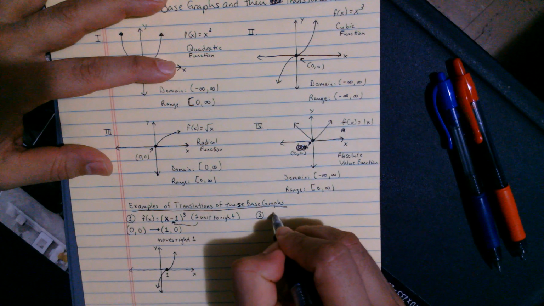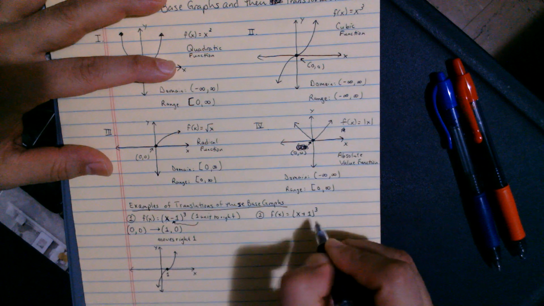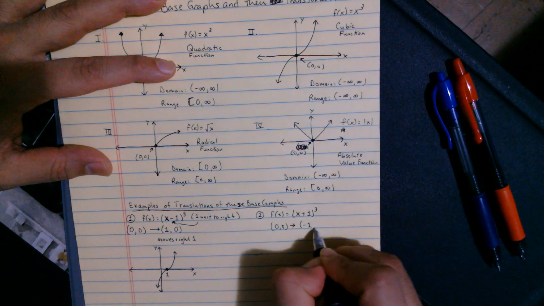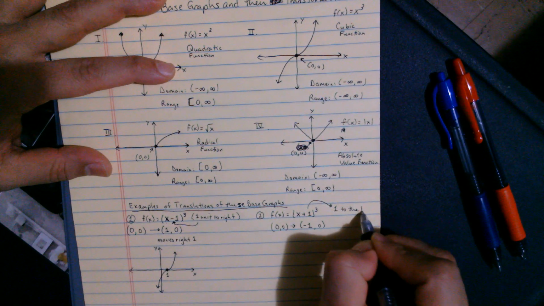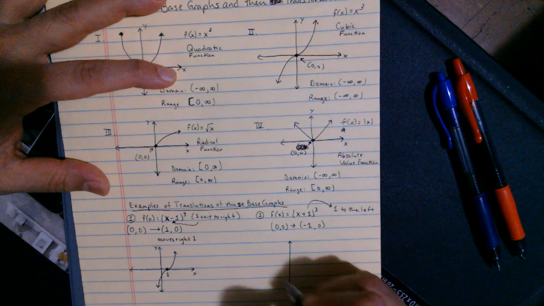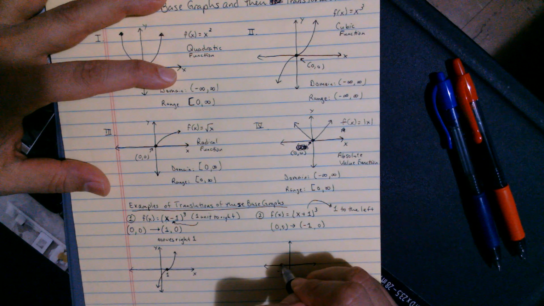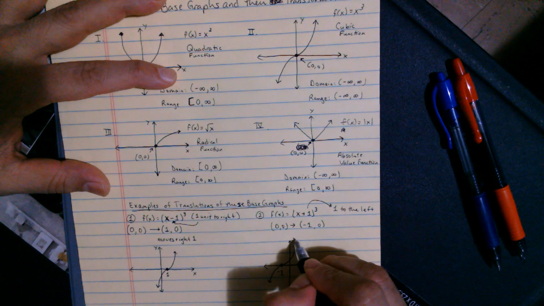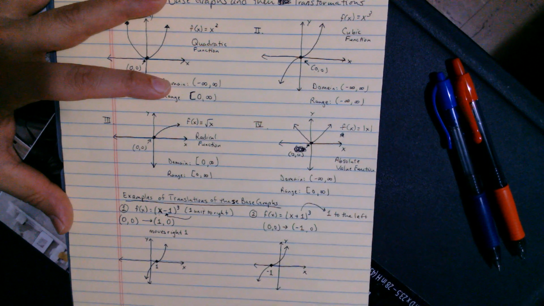Now, if you take a look at plus 1, in this case 0, 0 now moves to the point -1, 0. So this means 1 to the left. So in essence, 0, 0 becomes now -1, 0. But the graph is still in the same direction.